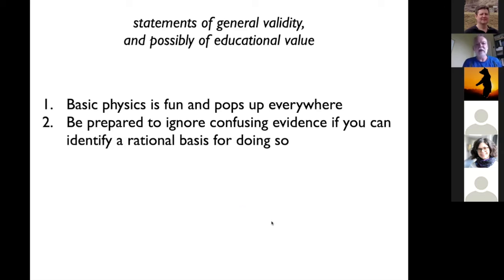So I put together 2 statements of general validity and possibly of educational value. Basic physics is fun, and it pops up everywhere. And John and I were both delighted that it turned out that our instincts regarding the shape of that absorption feature in the carbon absorption spectrum towards 1ES 1553 does in fact correspond to what we had read in textbooks. So it's fun to be able to use the things that you've learned and apply them to real data. And I think it's also important, if you look at confusing data, to be prepared to ignore confusing evidence if you can identify a rational basis for doing so.